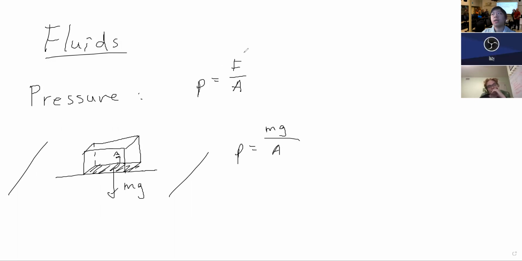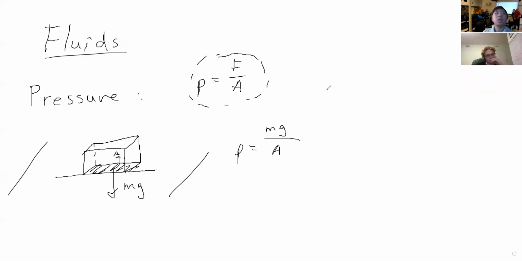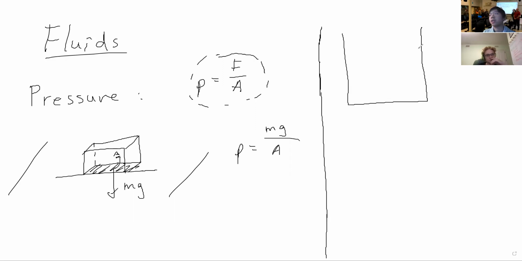Cool. So now that we have this, we want to talk more about how pressure is applied to a fluid instead of to a solid. So let's just say that you had some container of water, and then it's three-dimensional. So, okay, I did not draw it in the best way. Let me just do that again.